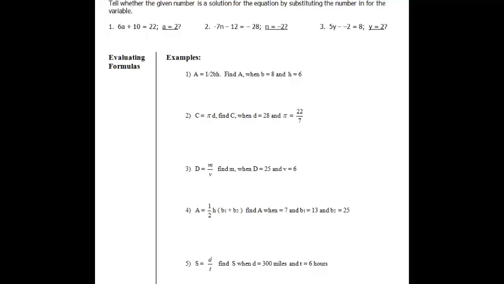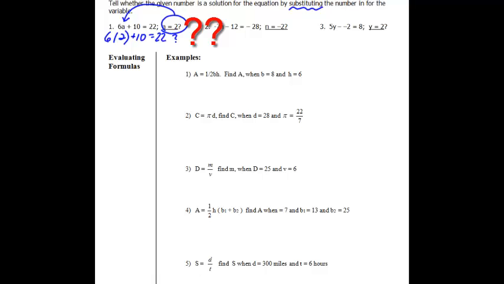Let's go on to the next page. The first question asks you to tell whether the given number is a solution for the equation. Now we've moved on to equations, so there's an equal sign, but they still want us to substitute. So I'm going to take the 2 and plug it in for A, and I'm going to see, does that work? Well, 6 times 2 plus 10, does that equal 22?